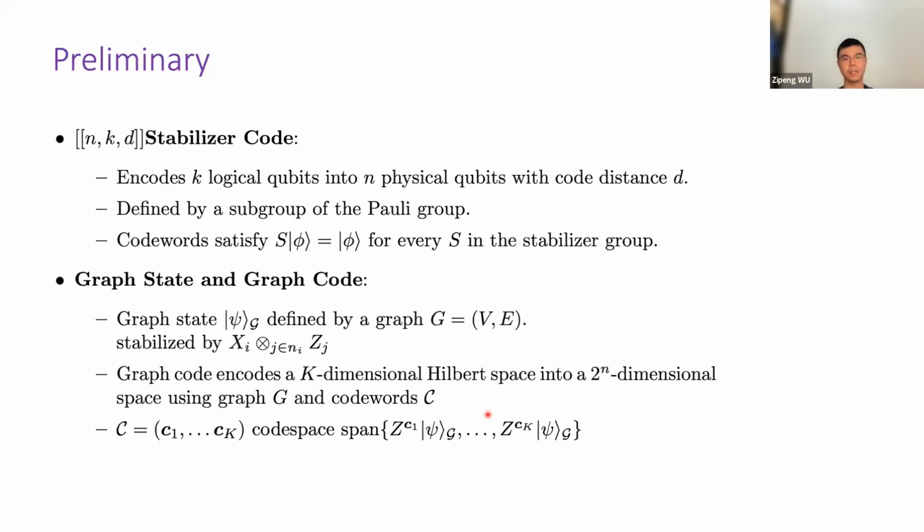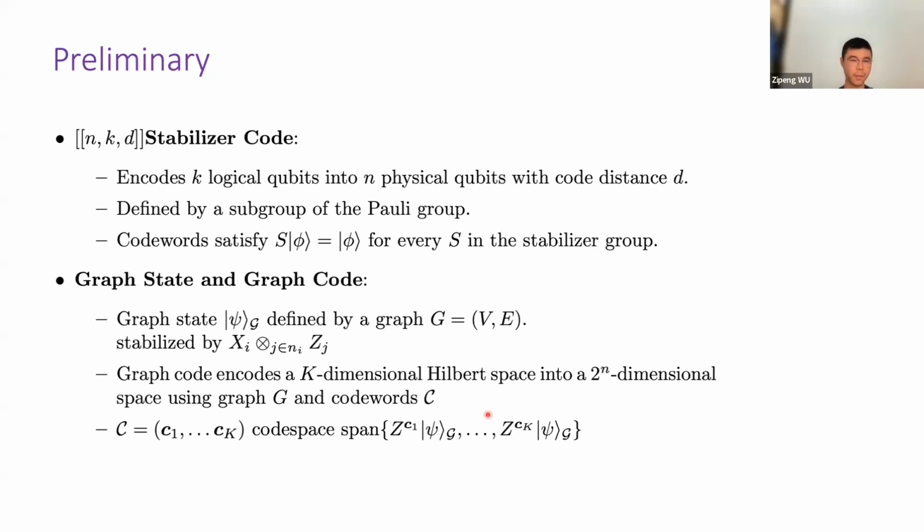And the graph state is an [[n,0,d]] stabilizer code. It's defined by a graph. The stabilizer generator of this group is a Pauli X operator on node i and Pauli Z operators on the neighbors of i. So a general graph code encodes a capital K dimensional Hilbert space into a 2 to the n dimensional space, using a graph and a codeword C. The codeword C is linear.